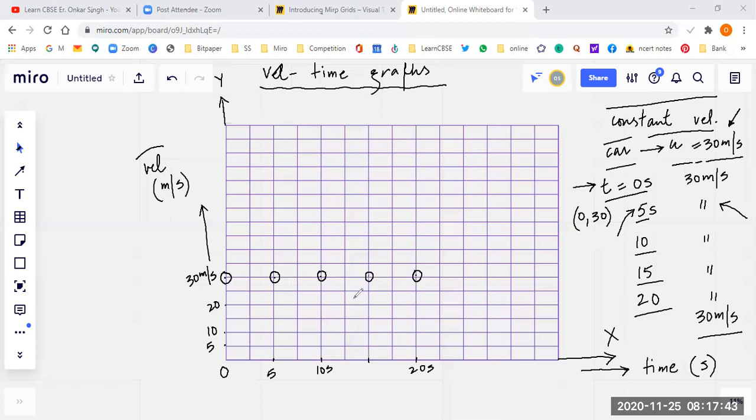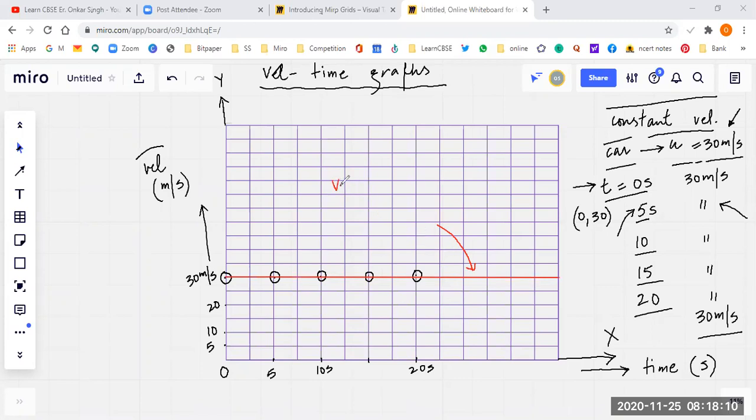So students, an interesting thing I observe is that when I join all these points, what am I getting? A straight line. So what is this straight line representing? What is this straight line showing?